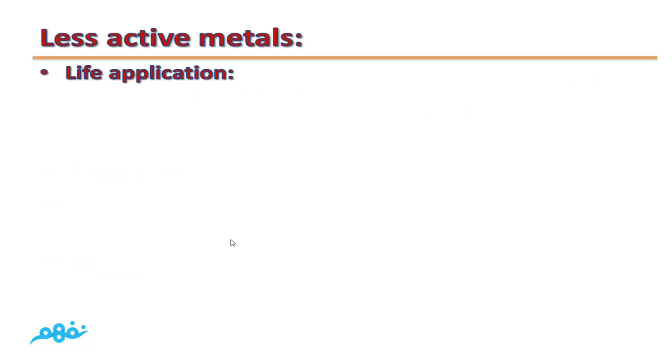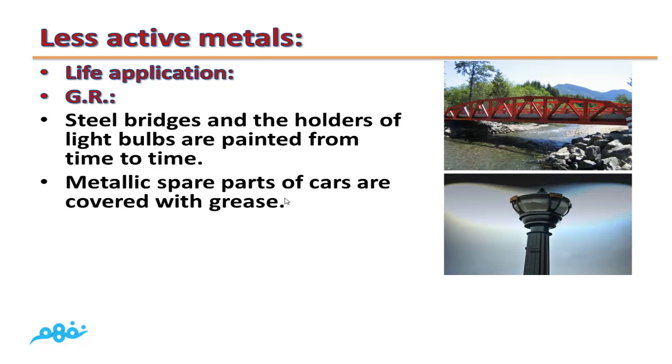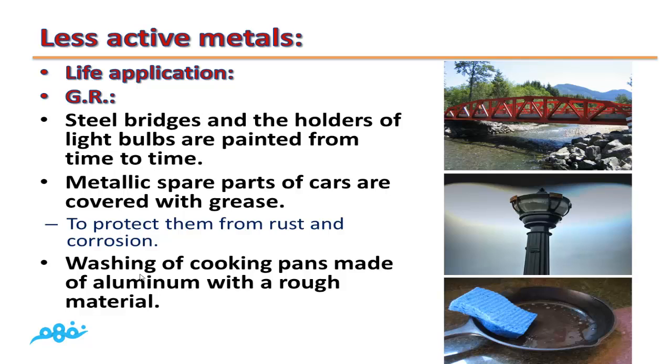Life application for less active metals. Give reasons for: steel bridges and holders of light bulbs are painted from time to time. Metallic spare parts of cars are covered with grease. The two questions have the same answer: to protect them from rust and corrosion. Washing of cooking pans made of aluminum with a rough material. This is to remove any layer formed on them.